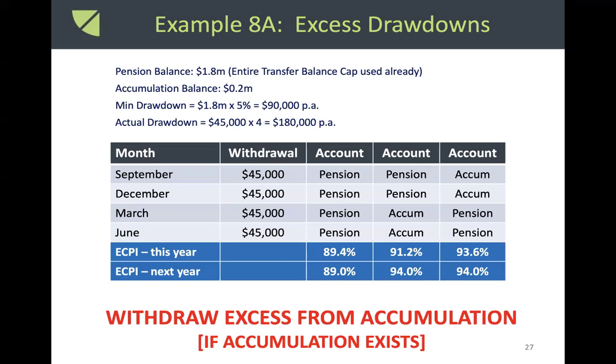So the message there is withdraw the excess from accumulation and withdraw it early as well if there's an excess. Keep the pension balance as high as you can for as long as you can.